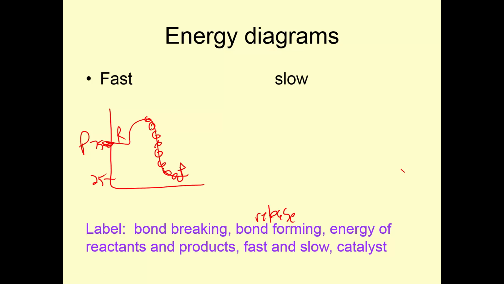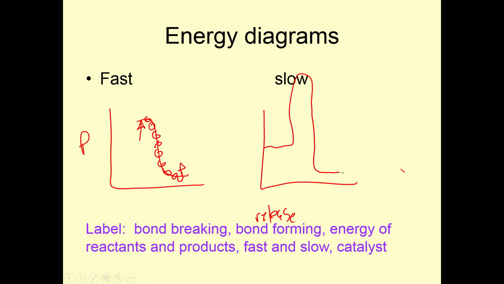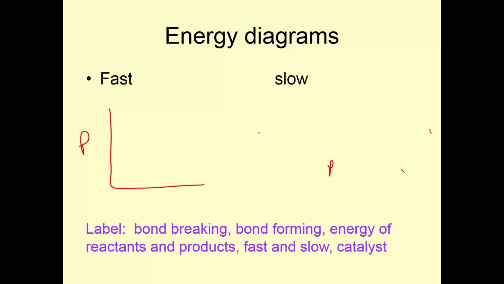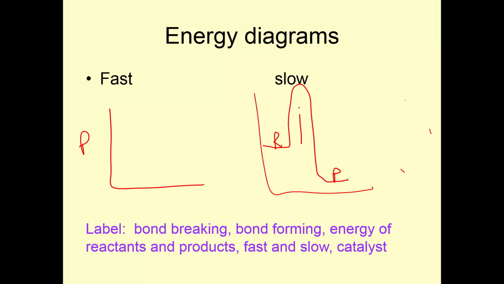If I have a slow reaction, see how it takes energy to overcome that barrier? A slow reaction would have a higher hill. My reactants are here, my products are here, and the barrier is bigger. So slower reactions have bigger humps.